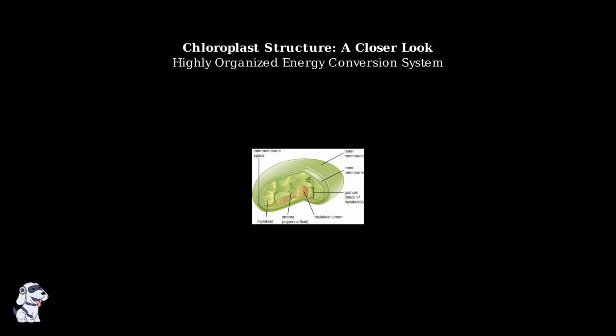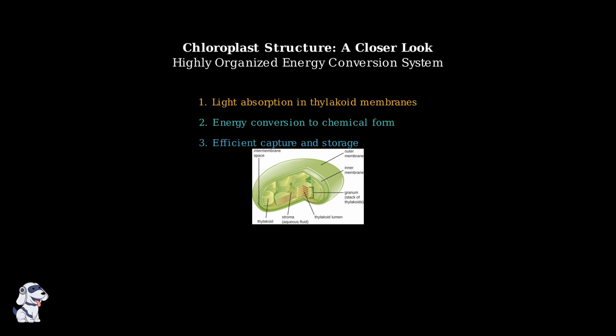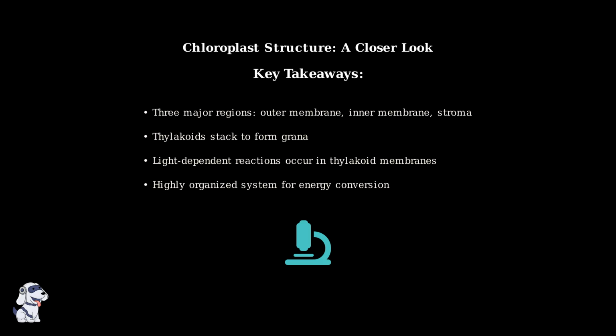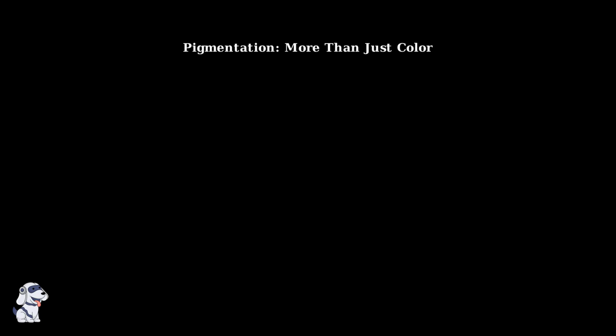The light-dependent reactions of photosynthesis occur specifically in the thylakoid membranes. This highly organized system captures sunlight and converts it into chemical energy with remarkable efficiency. The chloroplast structure is perfectly designed for its function. The organized arrangement of membranes, stroma, thylakoids, and grana creates an efficient system for converting sunlight into the energy that powers life on Earth. Algae display an incredible rainbow of colors, and this isn't just for show.